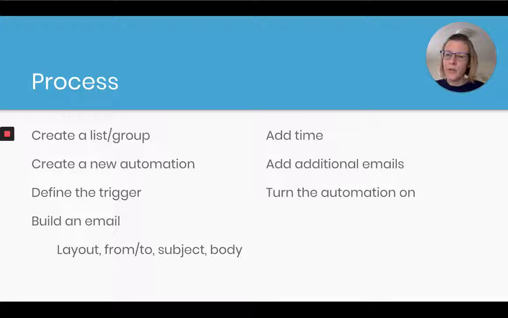So then you'll build your email, and you want to consider layout, and that's that plain text or designed email that we talked about earlier. The from and the to, the subject and the body. You'll add some time before the next email. And then you'll add additional emails. So you'll just kind of repeat that, it's like shampoo, rinse, repeat, even though people don't really do that. So you want to build as many emails as you have in your sequence. And then don't forget to turn the automation on at the end. Okay, so that's the general process.